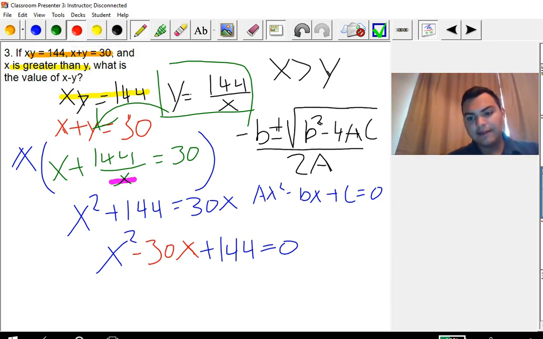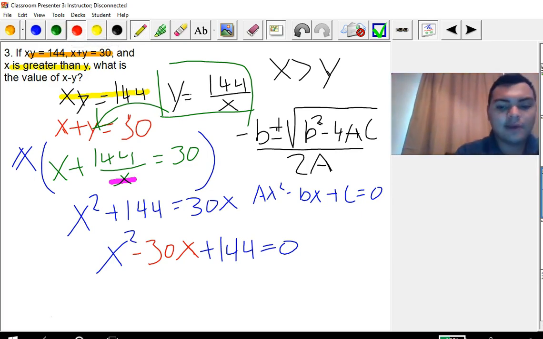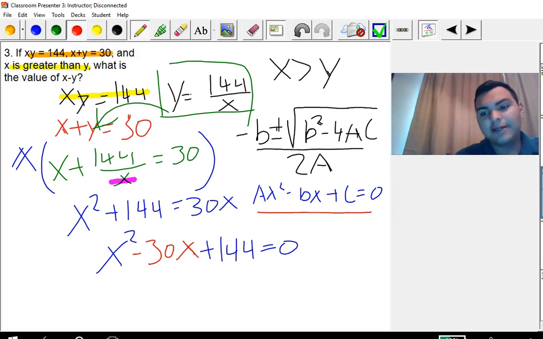What's important to note here is that all these values would be plugged in. So for this problem, I put 30 in for the b's. Since there's no coefficient in front of x squared, I'd put 1 for the a's. And for the c's, I'd put 144. Right? Now, I hope you can visualize that this would work. This equation has been proven and it works.